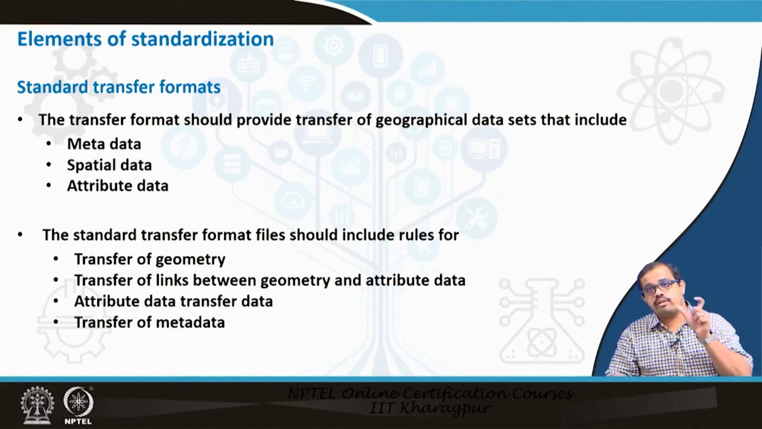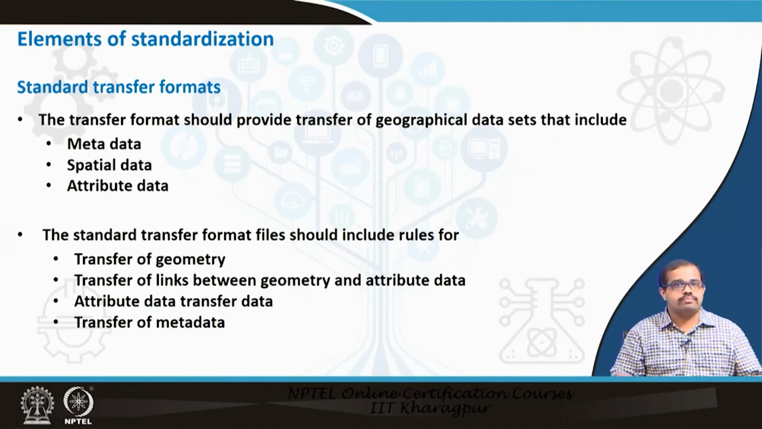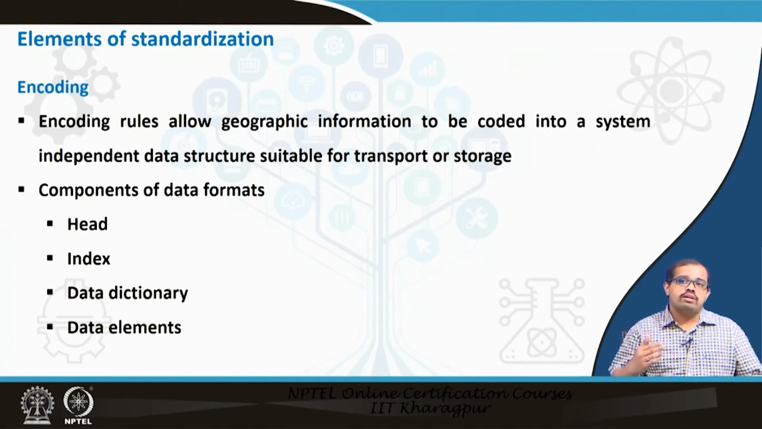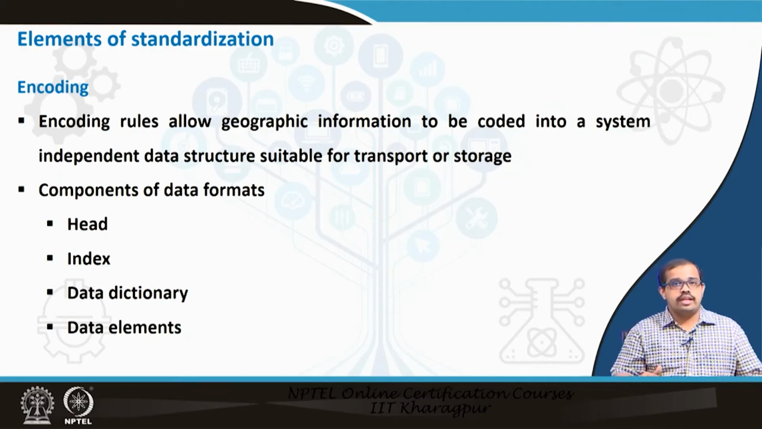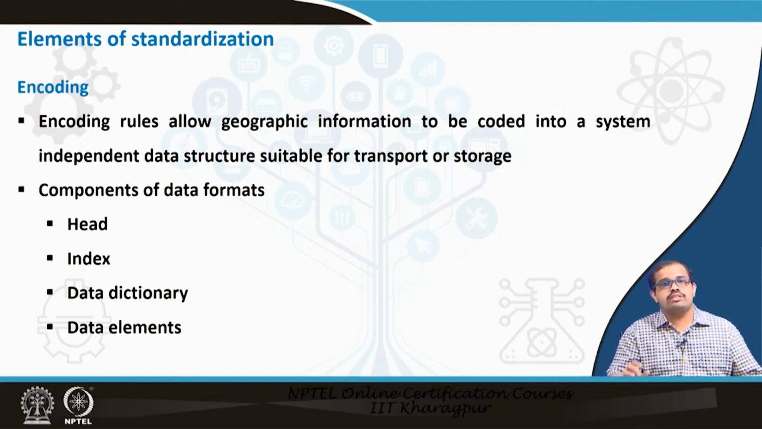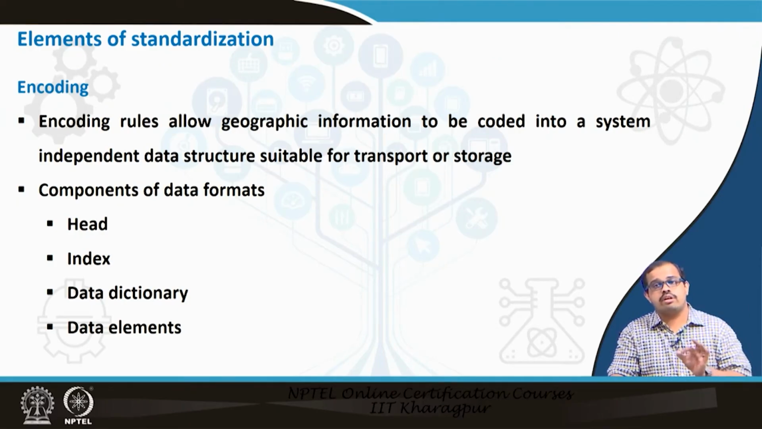So, now I am speaking about the format of how the data is stored. Okay, so now in case of storing, you have to encode your data. There are various ways of encoding data. Whether you take any raster image or a vector image, it has to be encoded in a certain format. So, it means it entails certain components to be included in the data in order to encode it in a specific format. So, when I say encoding, encoding rules allow geographic information to be coded into a system of independent data structure suitable for transport or storage.